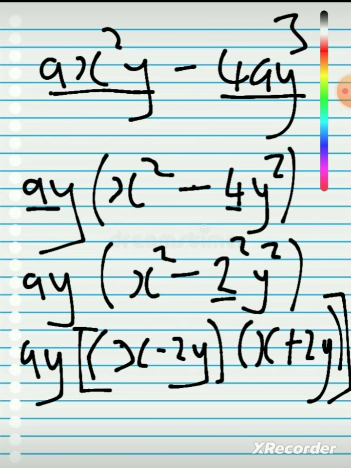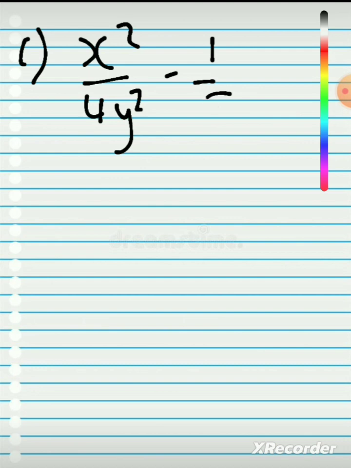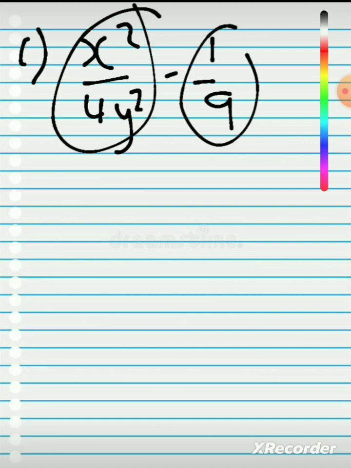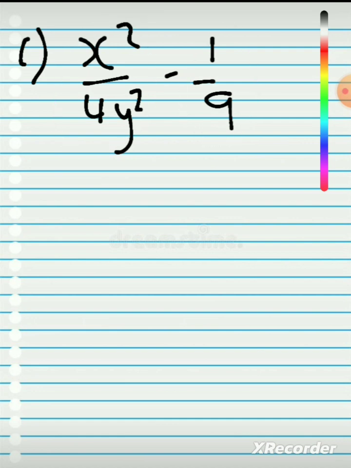We go to C. So C says x squared over 4y squared minus 1 over 9. So there's no common factor here. There's no factor or term that is common to both this and this. So what method can we use? This minus should remind us of difference of two squares, provided these are squares and these are squares, that is, they have power twos, or they can be written as some number to the power two.